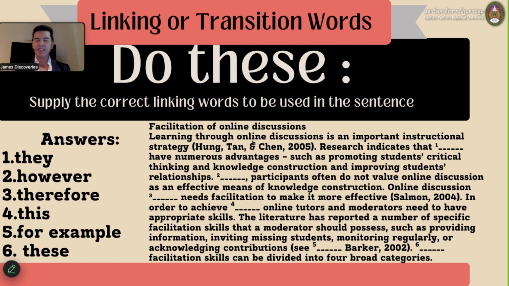All right. Thank you so much. So number five, did you see they use for example, because for example Barker 2022, it is Barker, and 2022 is giving you the idea that there are more things to follow, which is Barker. Okay, and these facilitation skills, okay, it indicates plurality. All right, thank you for your answers.